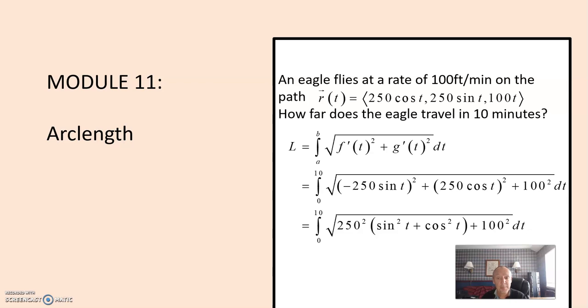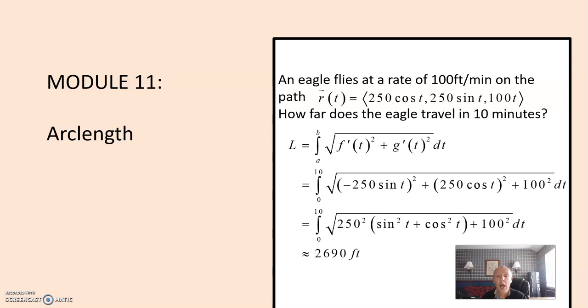Then when we simplify all of this, we find out that the arc length is approximately 2,690 feet.